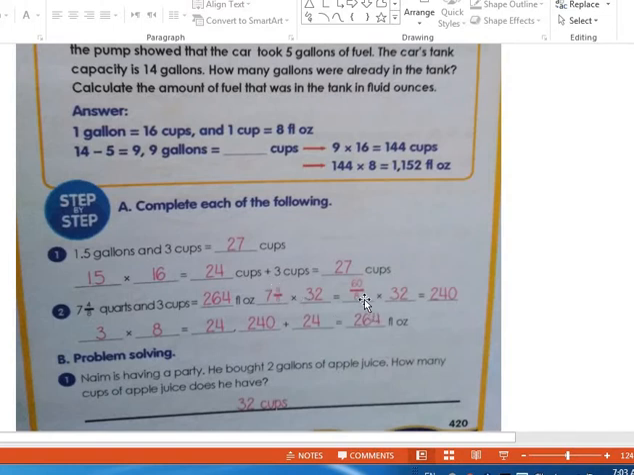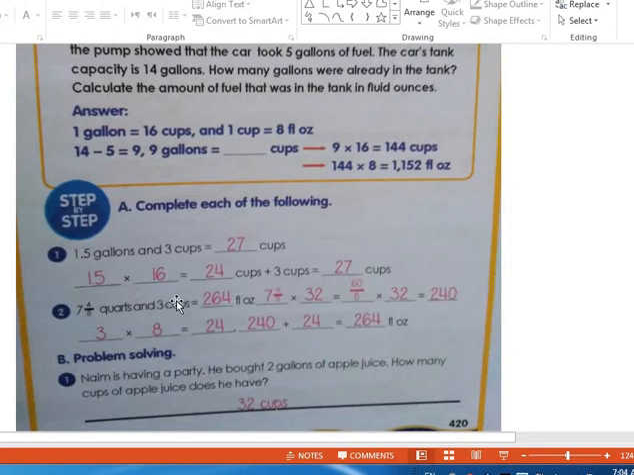So the answer will be 60 over 8, and the denominator keeps the same. So after this, 60 over 8 times 32, the answer will be 240. Don't forget to convert this one also.